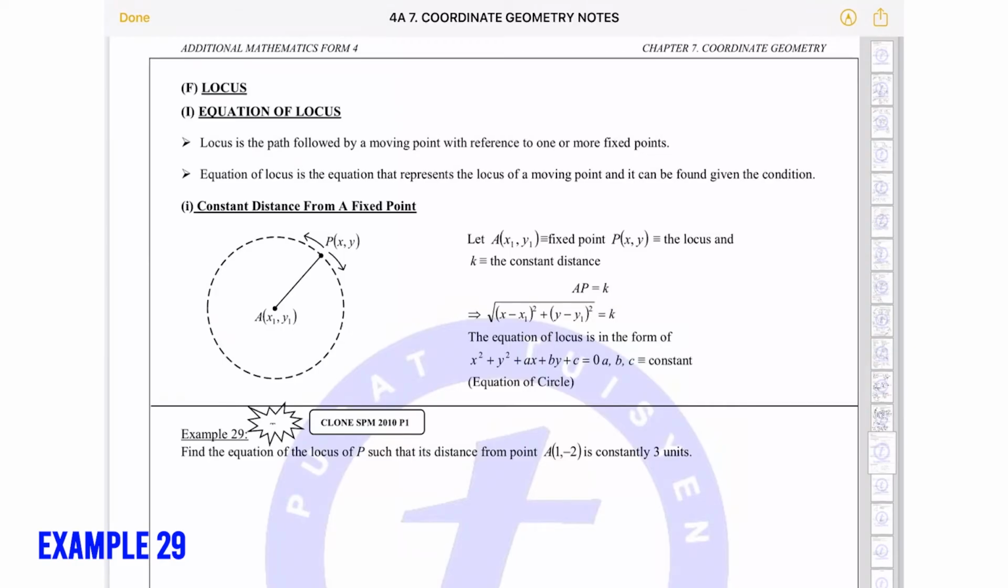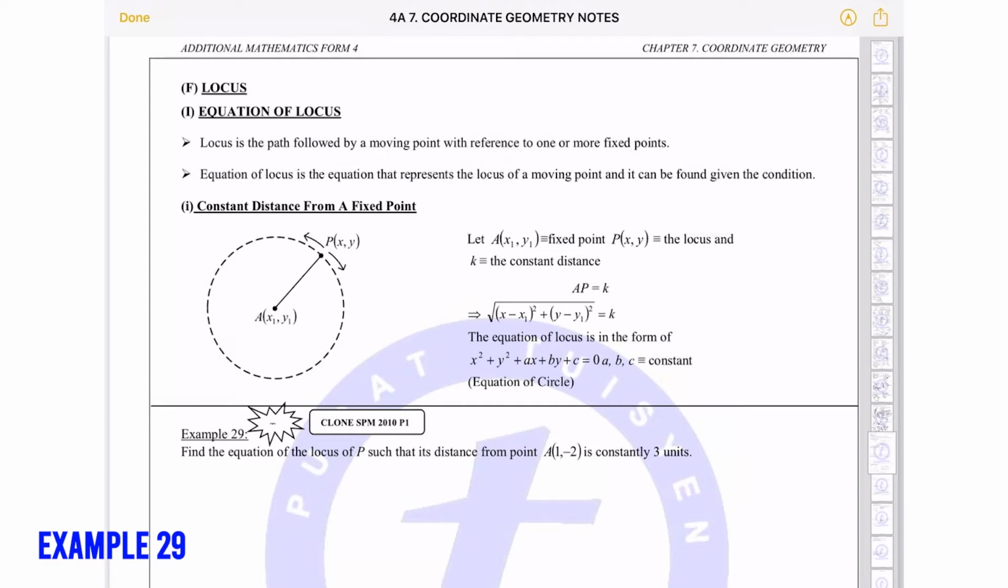Okay guys, now let's move on to locus. Locus is something that we've done in Form 2, but in KSSM Syllabus Form 3, you learn about the idea of a moving point. In Form 3, you learn about drawing only. We don't really need to know how to calculate from the equation.